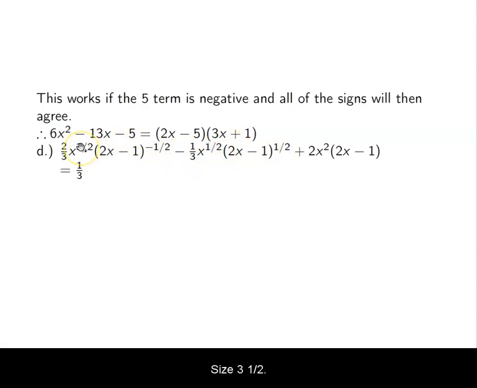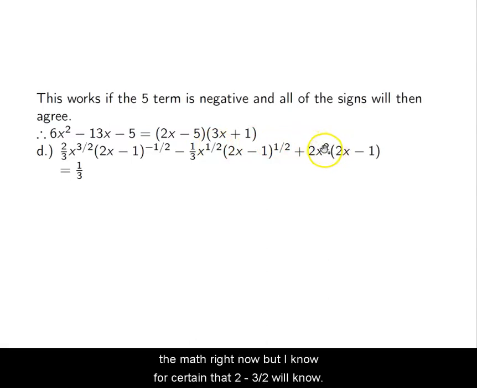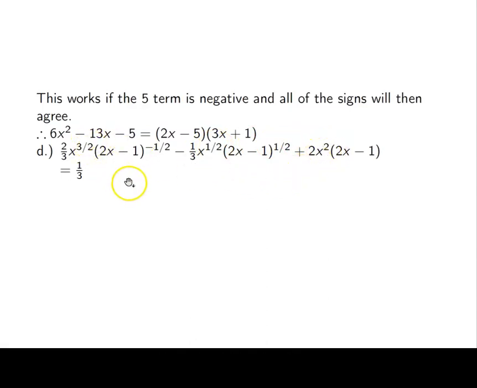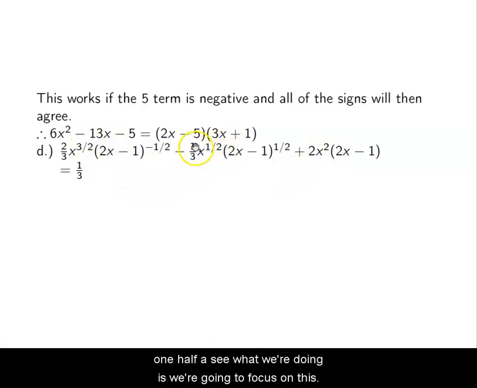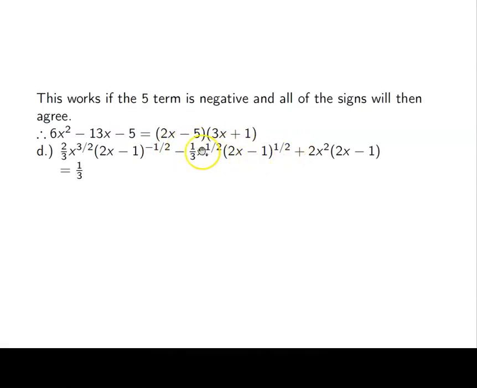If I use 3/2, I'm going to get 1/2 minus 3/2. That might work out to a whole number. I don't feel like doing the math right now, but I know for certain that 2 minus 3/2 will not. Okay, so what we're going to do is pull out the 1/2. Basically, we're going to focus on this term here, and we're just going to factor this whole term. We're going to try to make this 1.